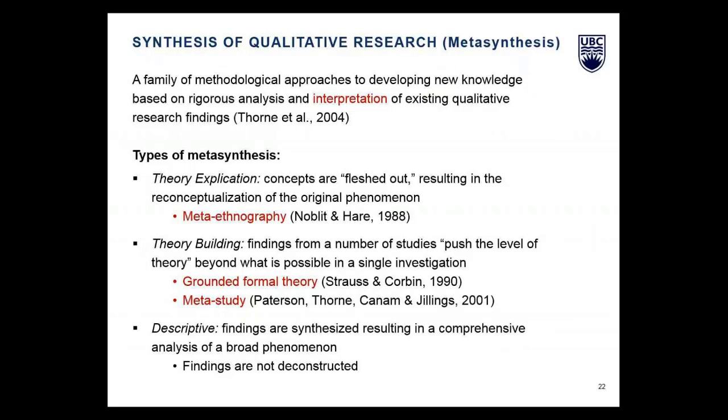But we were also thinking that if we can go back to the idea of systematic as being transparent methods and using methods that are appropriate, that also includes syntheses of qualitative research, right? And so there are many, many different methods for metasyntheses, so these qualitative syntheses. They represent a family of methodological approaches to develop new knowledge based on rigorous analysis and interpretation. So the real important point here is that it's interpretation of existing knowledge.